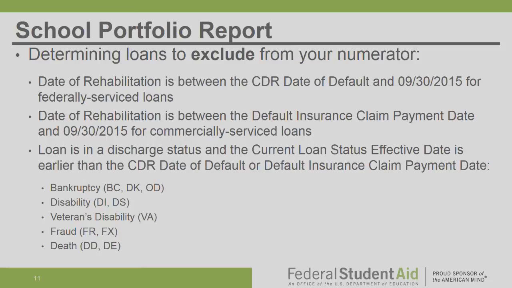And we also consider if a borrower has become bankrupt, has a disability, is on a veteran's disability, fraud, or death. If one of those loan statuses is applicable and the loan status is dated effective earlier than the default date, then you can take those borrowers out too.